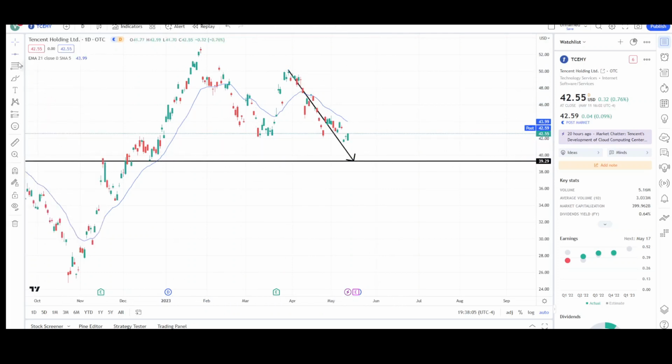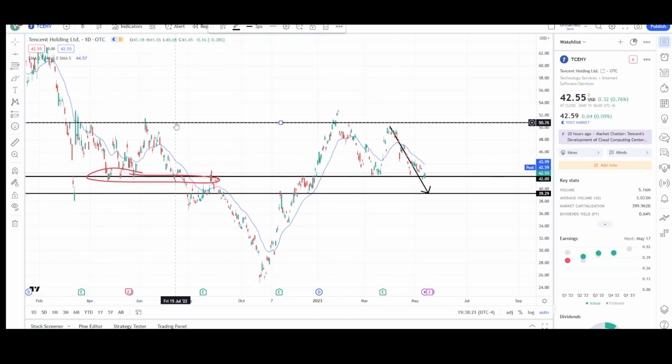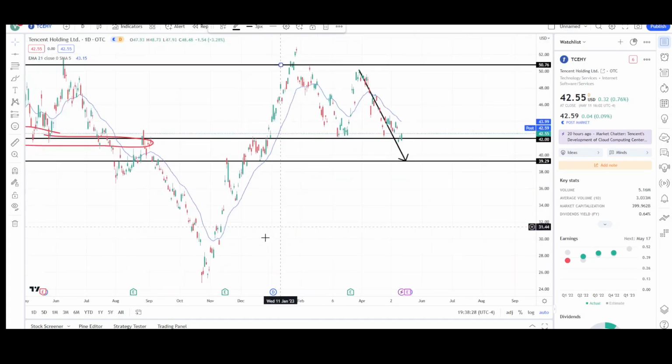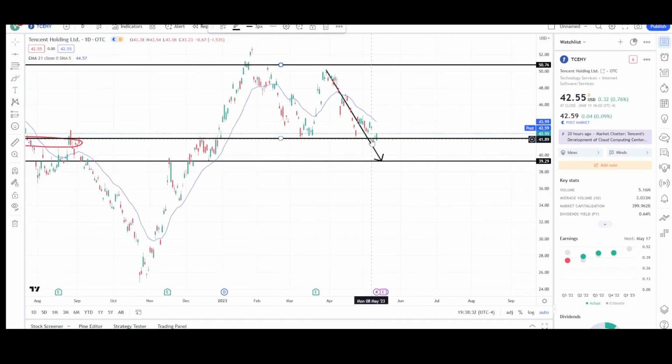But the problem with that is that there is strong support that Tencent is still finding at this 42.04 level. Because if I zoom out, you can see in the past this was a very strong support. So it looks like prices are kind of just stuck inside this ranging pattern, finding resistance at the $50 level and finding support at the 42 level. There was a breakout, but prices came back inside of the range. So pretty much it's an 8-point range. We're at the bottom side of the range.